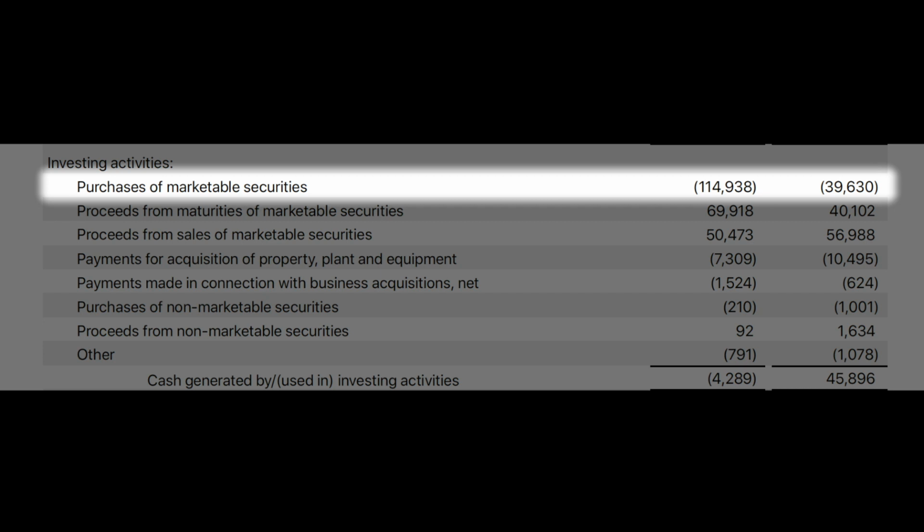It is very normal for companies to purchase marketable securities when they have too much cash on hand. So there's nothing really to worry about here, as marketable securities are usually very liquid in nature and can be converted into cash in a short period of time.